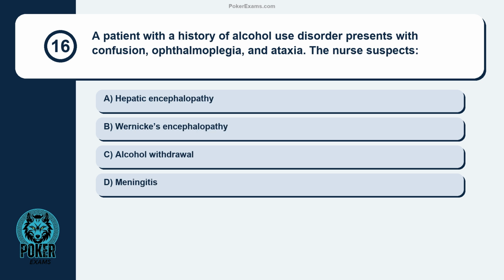Question 16. A patient with a history of alcohol use disorder presents with confusion, ophthalmoplegia, and ataxia. The nurse suspects hepatic encephalopathy, Wernicke's encephalopathy, alcohol withdrawal, meningitis.